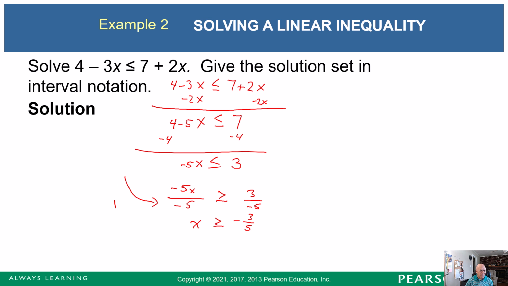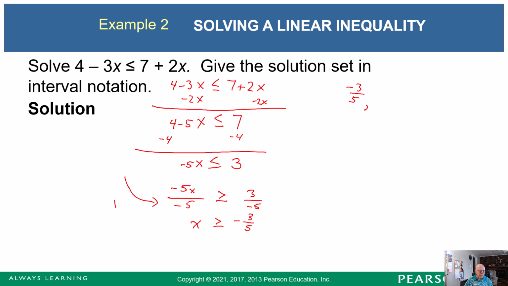This says everything greater than or equal to -3/5. So we're going to have a lower limit, but not an upper limit. So on the lower limit, we're going to include -3/5. So -3/5 is going to be the lower limit. Did I get that right? Yes. And we want greater than that.